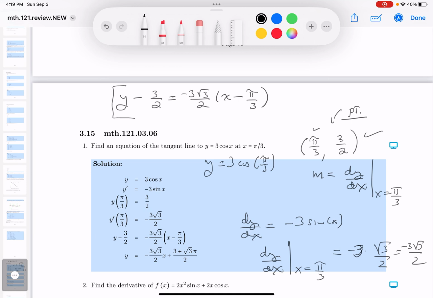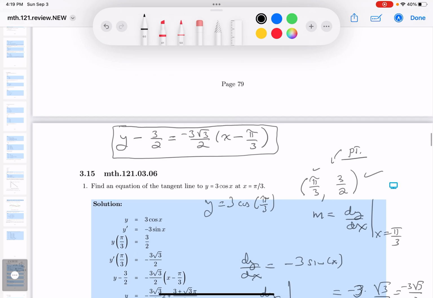Right, I'm going to say this is probably the easiest form to write down. But I realize when you're doing WebAssign, they might be asking for y equals. Let's go through that. I'll go through the work on that. y equals, I'm going to distribute. It's going to be minus 3 root 3 over 2 times x. Then you're going to get plus pi root 3.